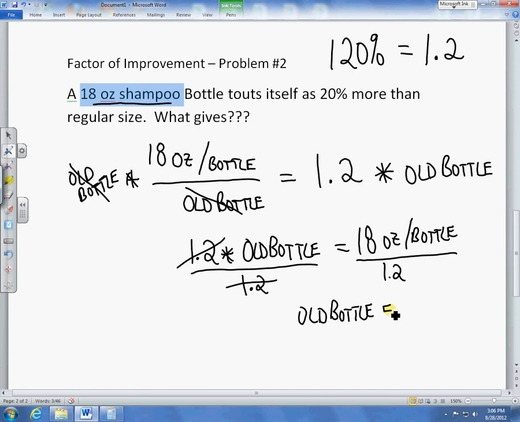And again, it's a rate per bottle. All right, so there's kind of a consumer example of a factor improvement. All right, we have a new bottle, it's 18 ounces, the old bottle was 15 ounces, and yeah, what gives here? There is actually 20% more in that new bottle.